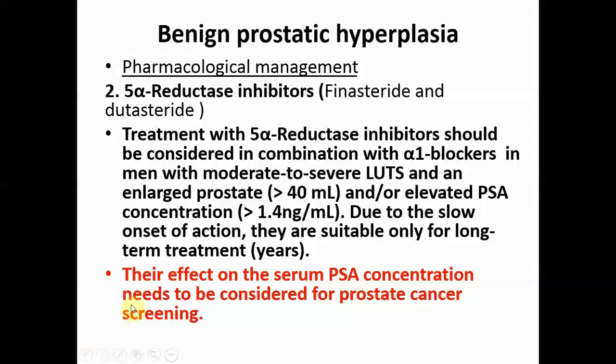We must remember that the 5 alpha reductase inhibitor will decrease the serum prostate specific antigen concentration. Prostate specific antigen is one of the tumor markers we use for the diagnosis of prostate cancer. Therefore, for a patient who takes a 5 alpha reductase inhibitor, the normal level of the PSA is not the same as for a patient who does not take it. So if I do screening for prostate cancer, I should take this into consideration: the levels will be lowered, so there must be other normal values for these patients for screening for prostate cancer.